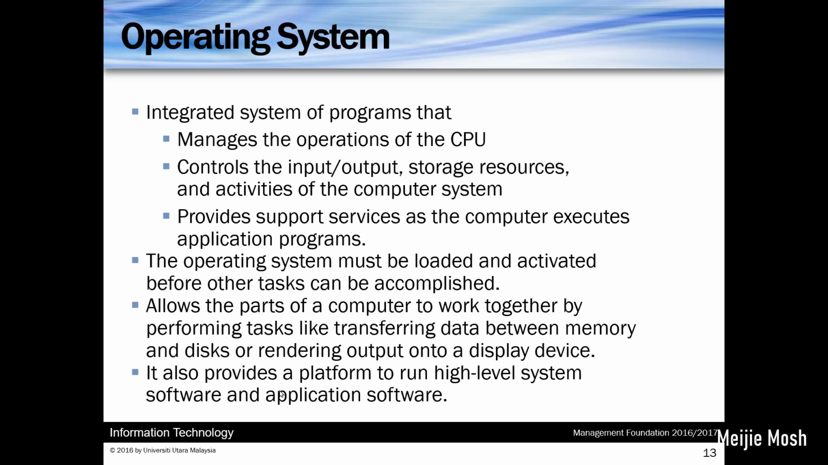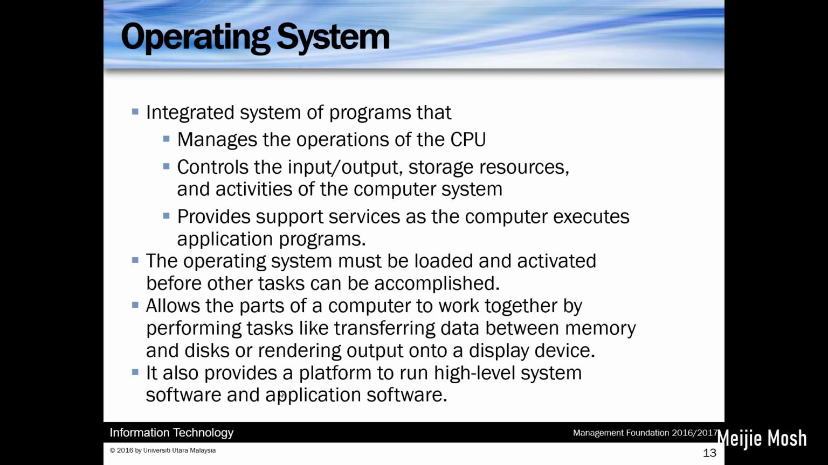First, we take a look at the first example of system control program, which is the operating system. An operating system is an integrated system of programs that manage the operations of the CPU, control the input or output, storage resources, and activities of the computer system, and provide support services as the computer executes application programs. The operating system must be loaded and activated before other tasks can be accomplished.